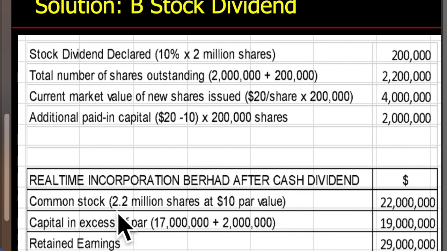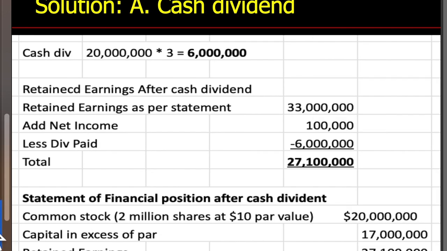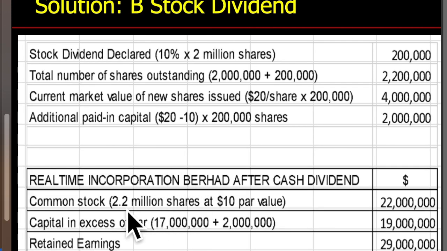So it will become common stock of 2.2 million. Now the stock will increase. Remember the first one, it doesn't affect the stock price, but now this one, the stock will increase to 2.2 million shares. At 10 par value, that gives you 22 million. Then capital in excess will now increase, right?